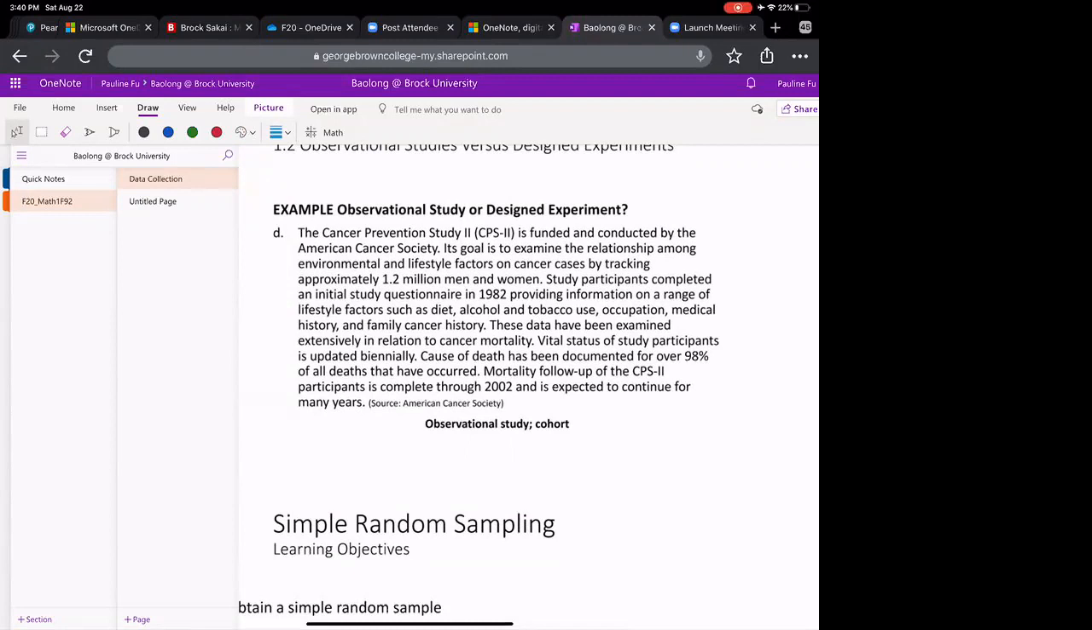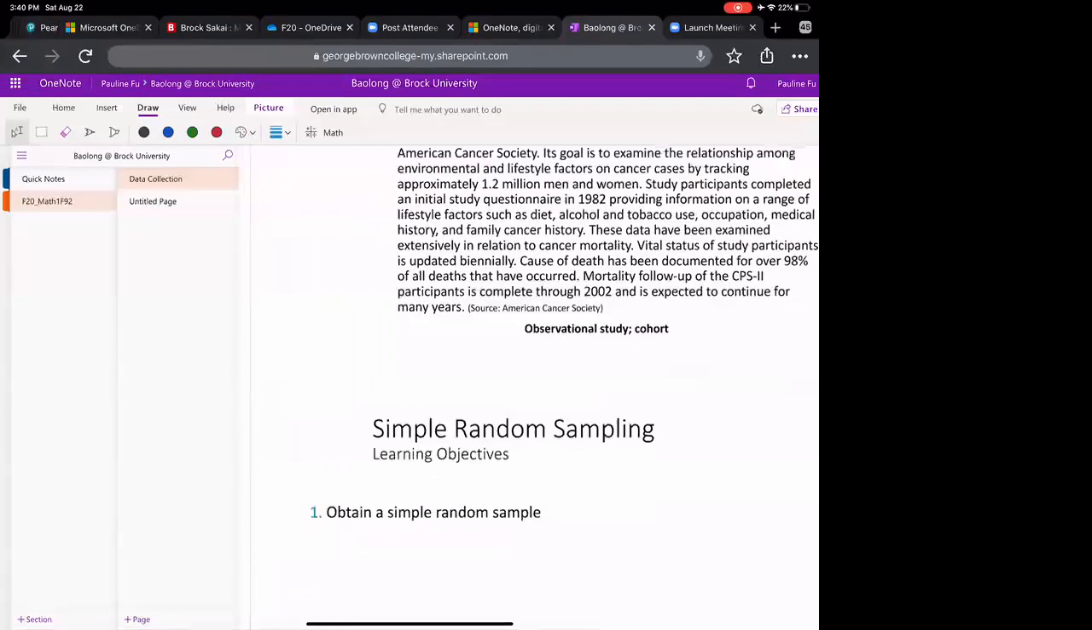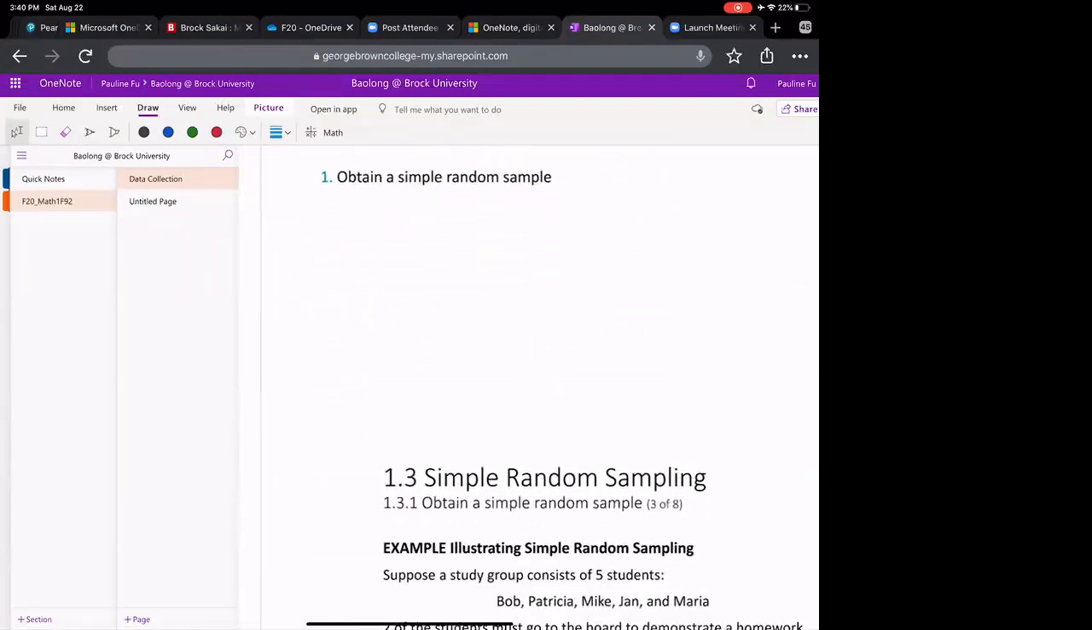Okay. This example you can look at yourself, and at the bottom you have the answer. This is an observational study and it is a cohort. So observational study has three different categories. One is cohort, the other is case study, and still the other is cross-sectional. So that concludes the observational study and designed experiment. Next topic is about simple random sample, okay?